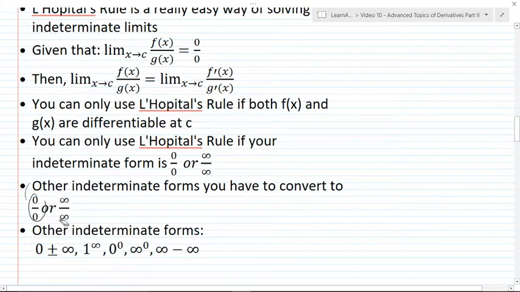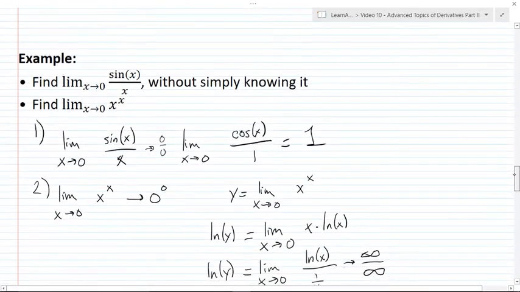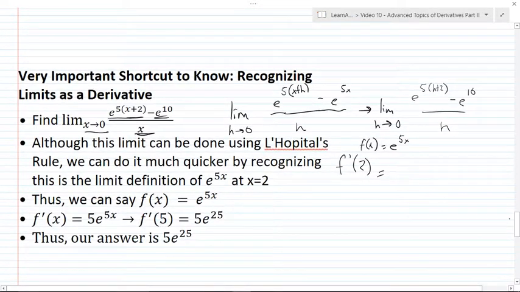And if you're curious, how would I make 1 to the infinity 0 over 0? Go ahead and watch that video. You can also check out our practice problem solution, where we had an indeterminate form 1 to the infinity, which I then converted to 0 over 0 and did L'Hopital's rule. So yeah, example. And then here I talked about recognizing limits as the limit definition of a derivative.